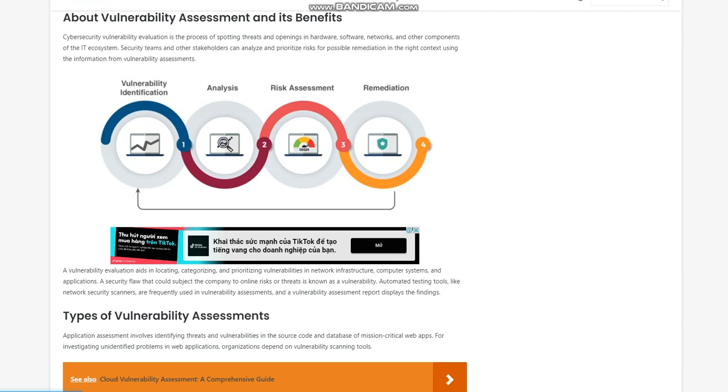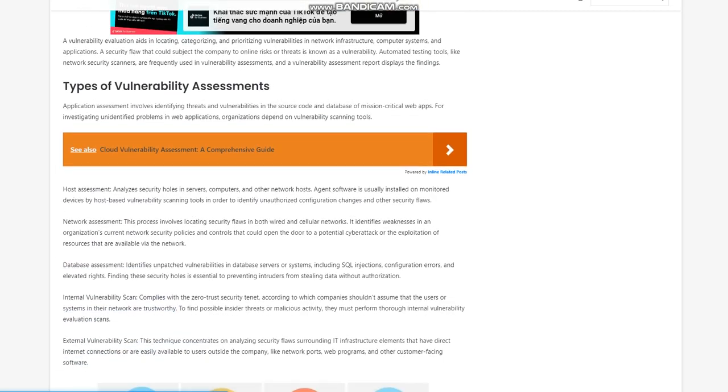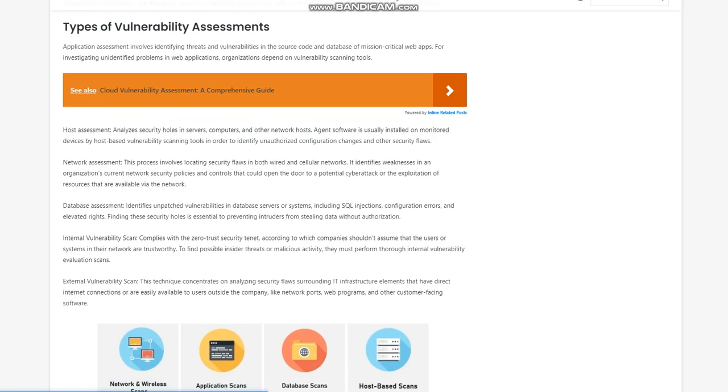Database assessment identifies unpatched vulnerabilities in database servers or systems, including SQL injections, configuration errors, and elevated rights. Finding these security holes is essential to preventing intruders from stealing data without authorization. Internal vulnerability scan complies with the Zero Trust security tenet, according to which companies shouldn't assume that the users or systems in their network are trustworthy. To find possible insider threats or malicious activity, they must perform thorough internal vulnerability evaluation scans.